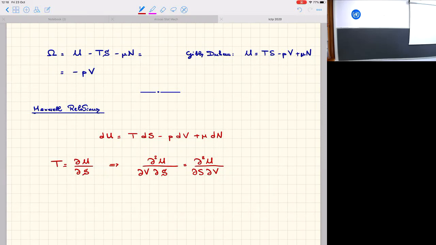But now let's read what we wrote down here. What we wrote down in this formula is that the derivative of dU/dS, which is the temperature, with respect to the volume is equal to the derivative dU/dV, which is minus the pressure, minus the derivative of the pressure with respect to the entropy.